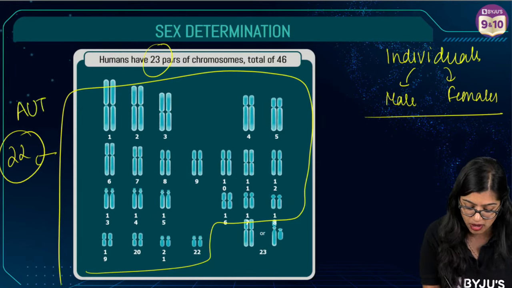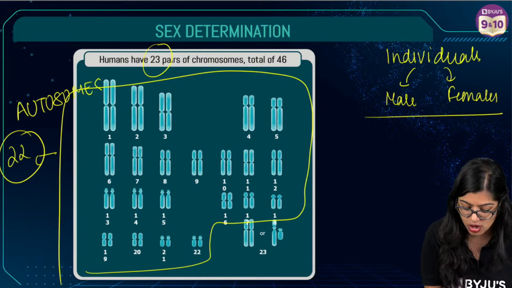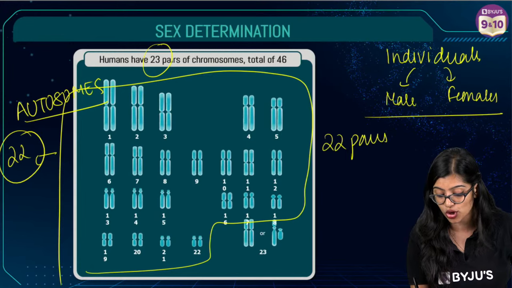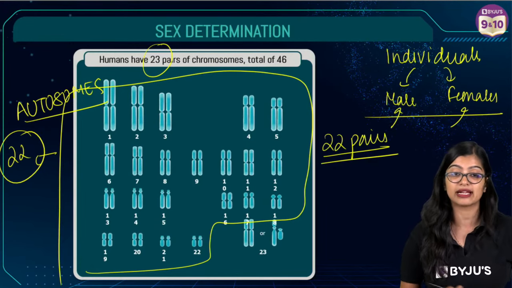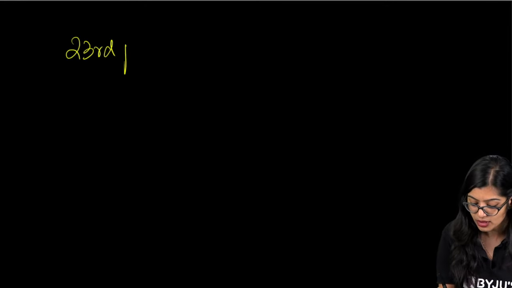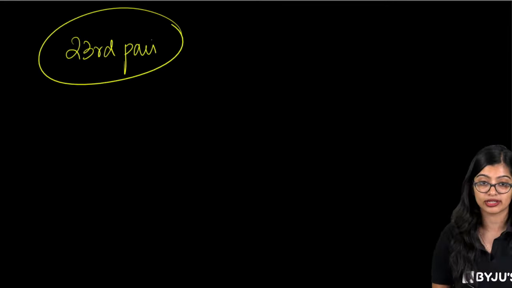So this is what we call autosomes. What are autosomes? They are the first 22 pairs of chromosomes, which are the same in both males and females. But we see that the 23rd pair is what is different.